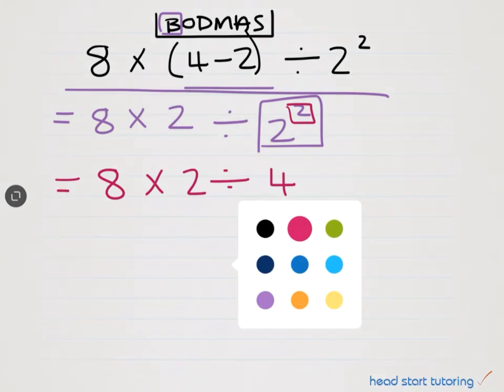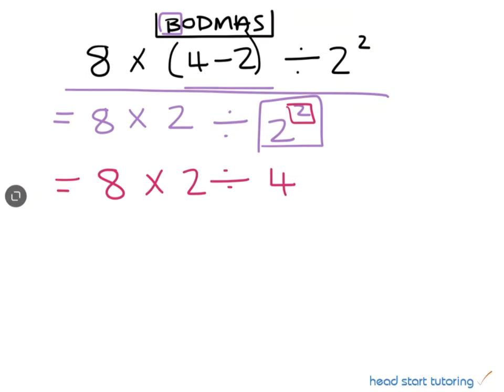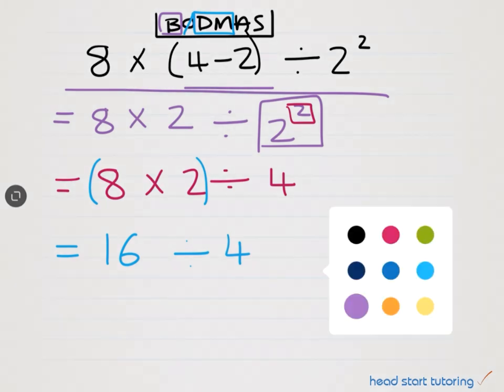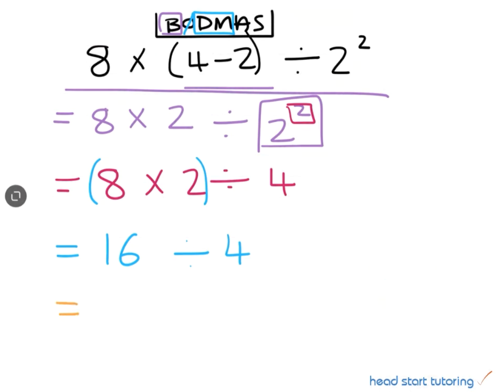Right, now we have a look. Do we have of? No, we don't. Do we have division? Yes, we do. And we've got multiplication. So because we're working from left to right, our multiplication comes first. So 8 times 2 is 16, and we divide 16 by 4. Now we've only got one operation left, so we can get our answer straight away. 16 divided by 4 is 4, and there's your answer.